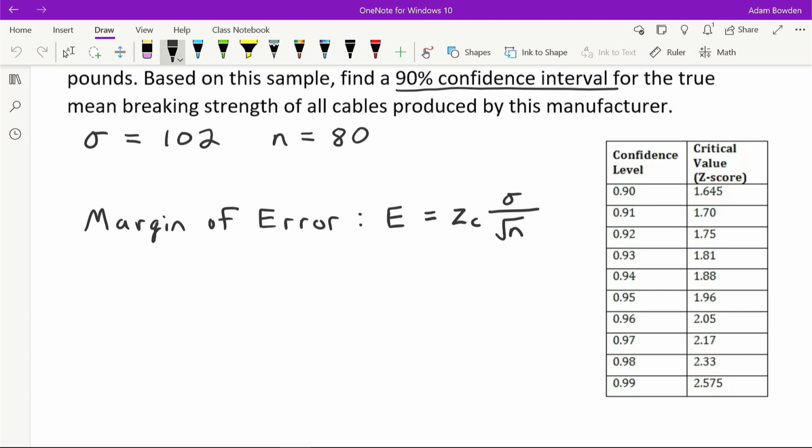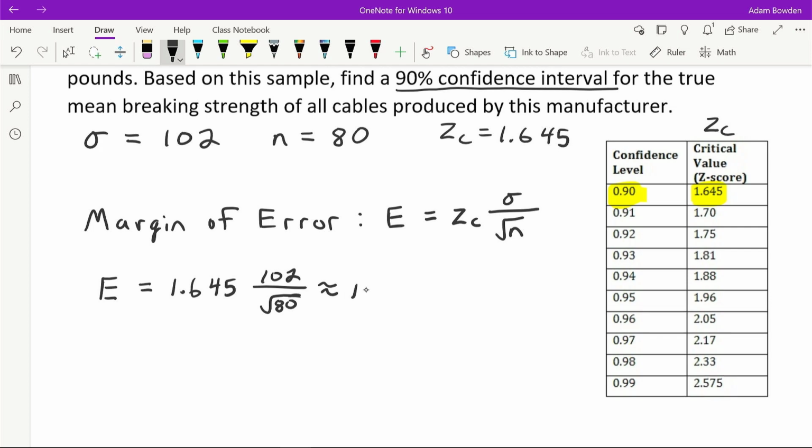Here's our table, and we pick out the value based off of our confidence interval, and they give us a 90% confidence interval or confidence level, which means we're going to use the 0.9 here. So our critical value for z sub c is 1.645. So we're going to plug that all into our formula here. We'll get 1.645 times 102 divided by the square root of 80. And we'll round that off to the nearest tenth to get 18.8 for the margin of error.